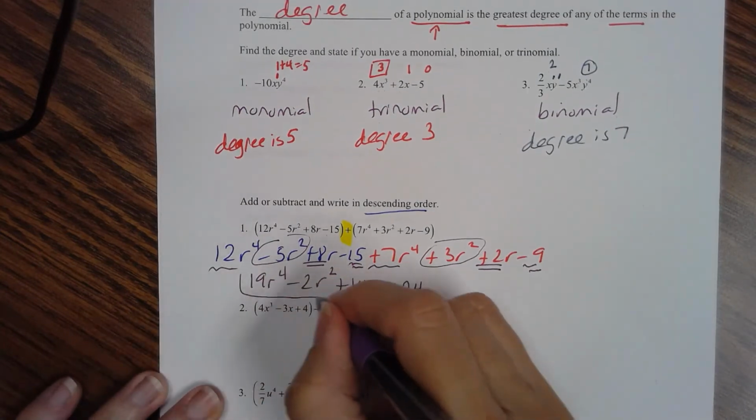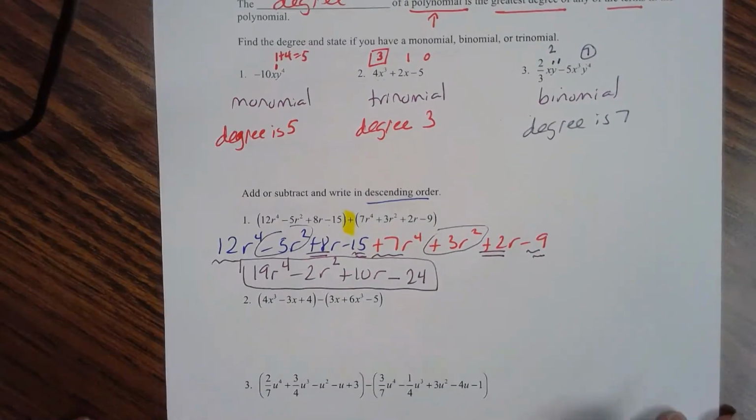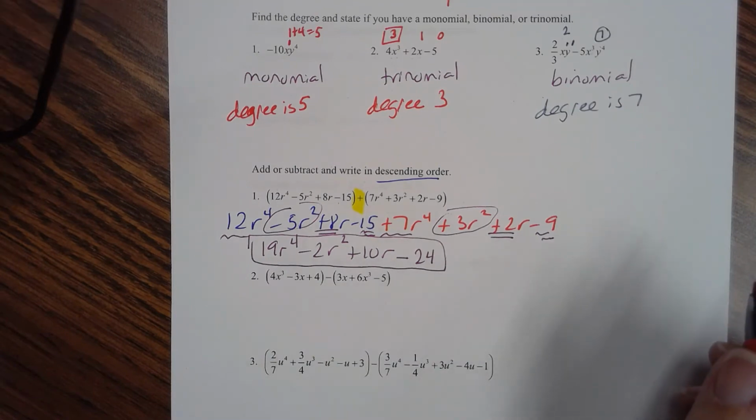And that is all you're asked to do. Add the polynomials, and we are done. Make sure you don't change any of the signs because we are not doing any multiplication or raising it to powers or anything like that.